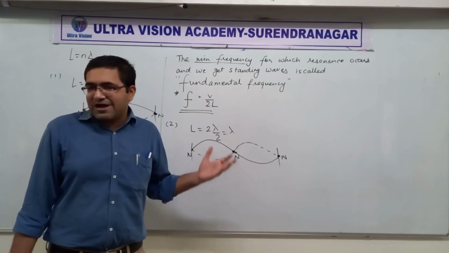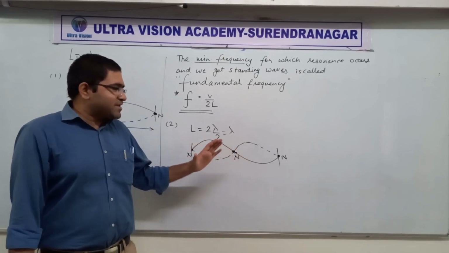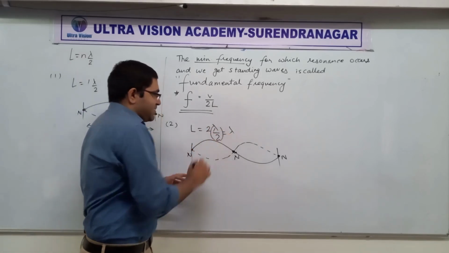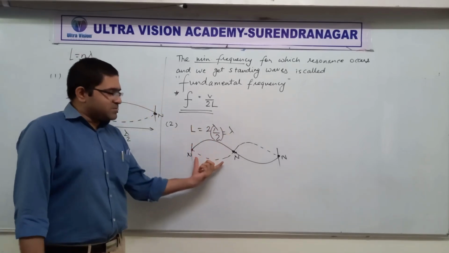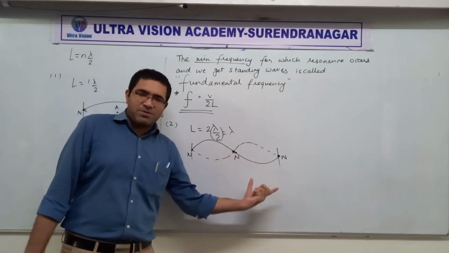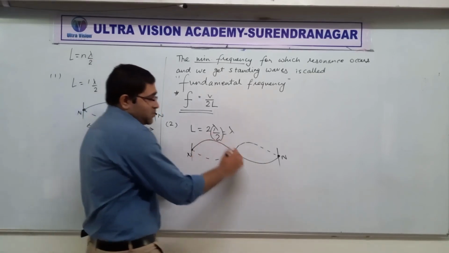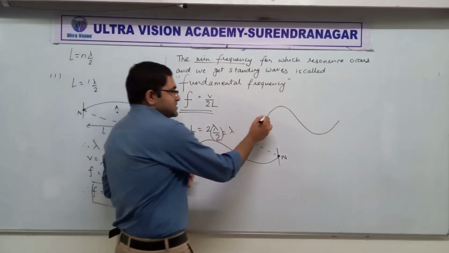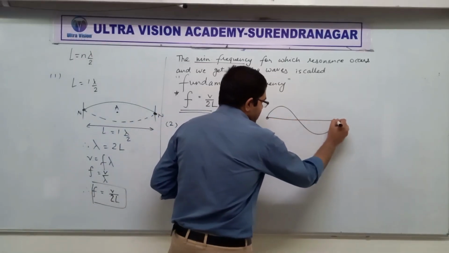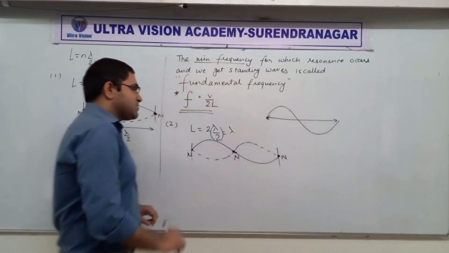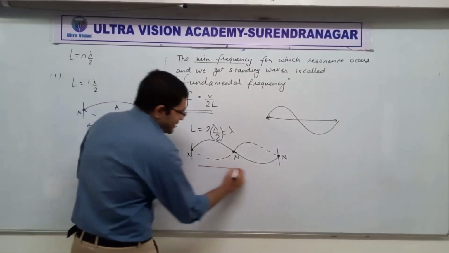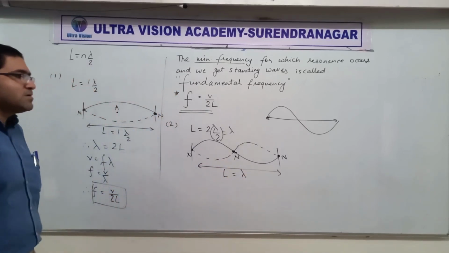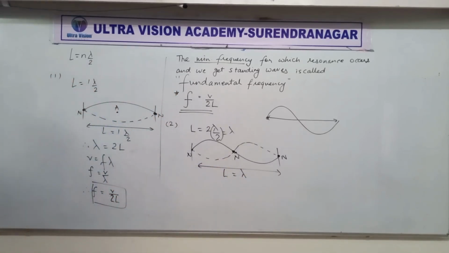So now here we have two loops, right? Again, L is equal to 2 lambda by 2. So one would be lambda by 2, another loop would be lambda by 2. So you can see it's the total wavelength like this, isn't it? I hope you are seeing that pattern. So distance between here and here, this is lambda, one wavelength. So this whole length is L equal to lambda. Clear?